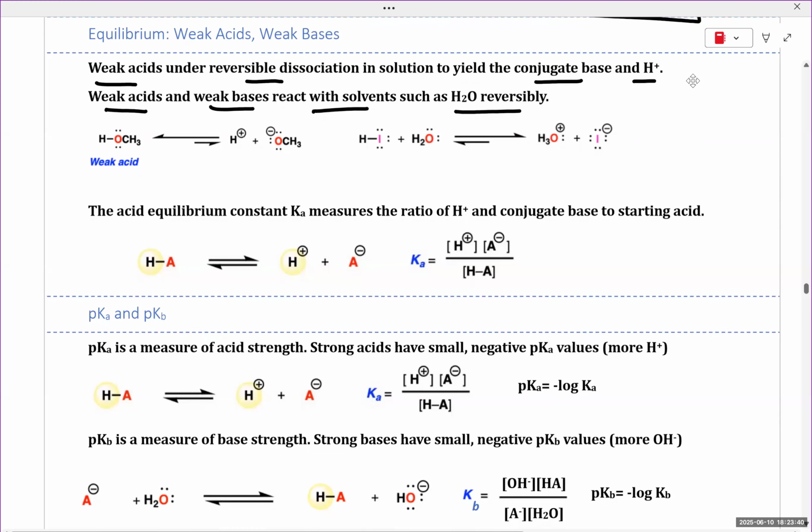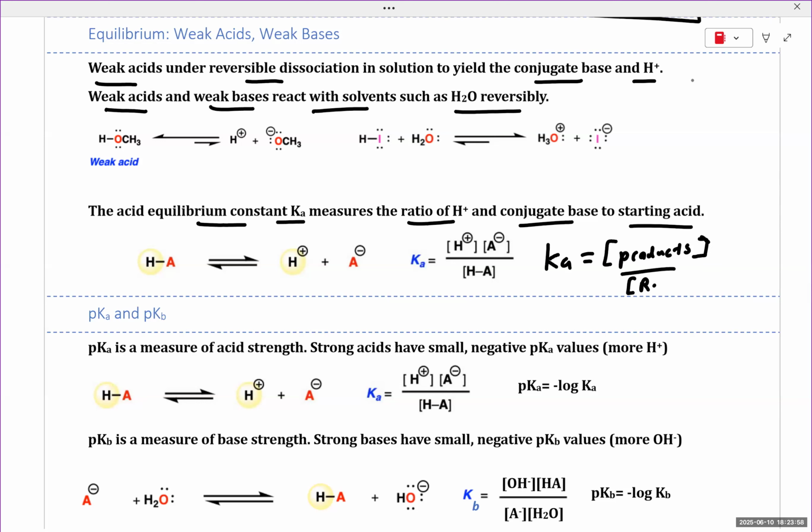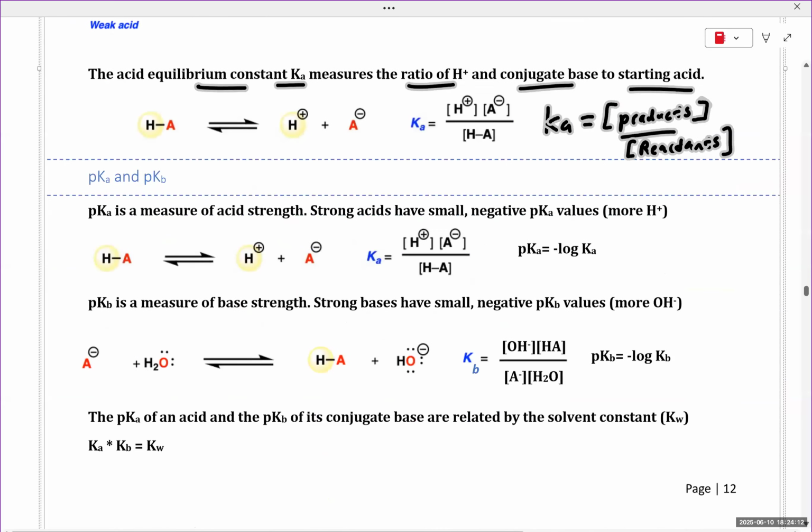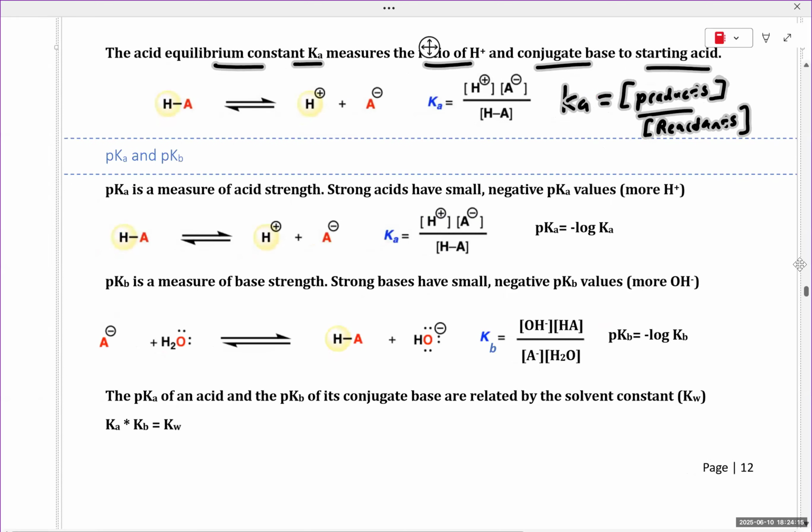The acid equilibrium constant, Ka, measures the ratio of H+ and conjugate base to starting acid. Ka, like a general equilibrium expression, is essentially the ratio of the concentration of products over the concentration of reactants. The larger your Ka value, the more H+, and in addition to having more H+, the more conjugate base you have present.